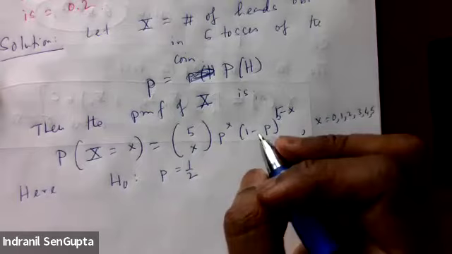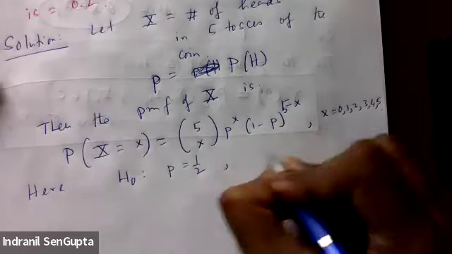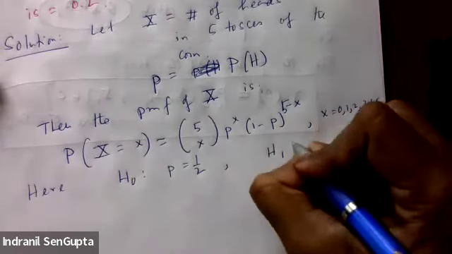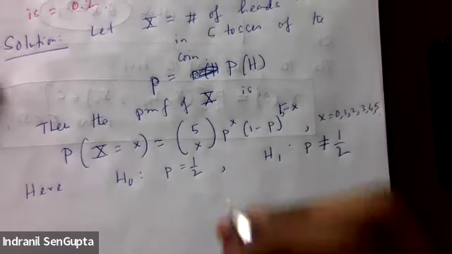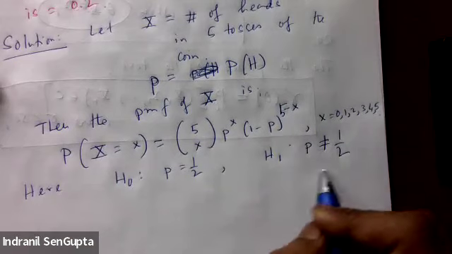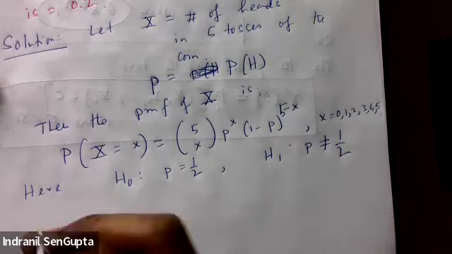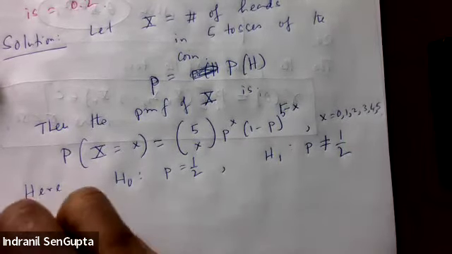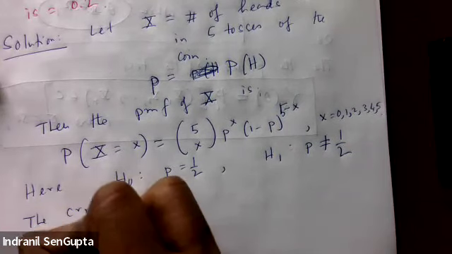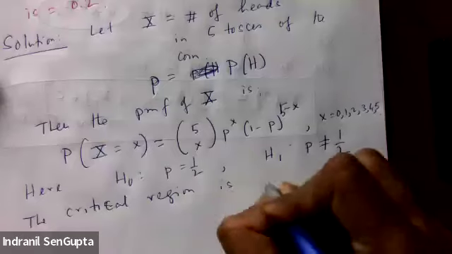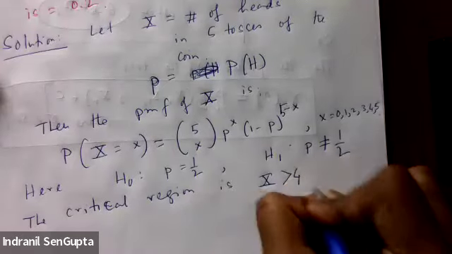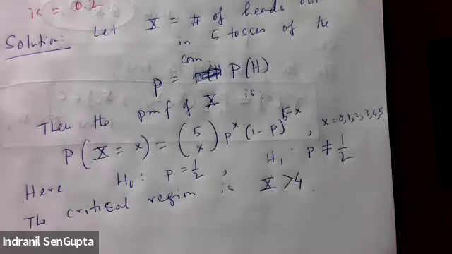Now, what is a critical region? By the way, H1 is P is not equal to 1/2. So that's the alternate hypothesis, right? Now, critical region. The critical region is x is bigger than 4. Why? Because that is the region.